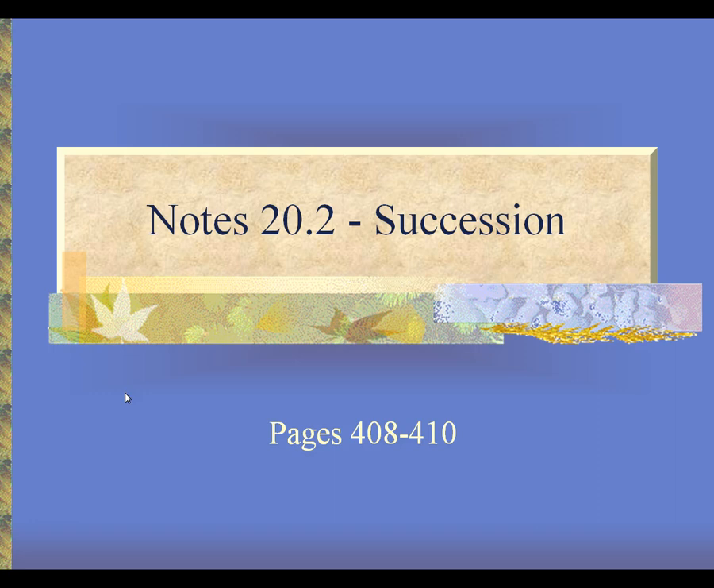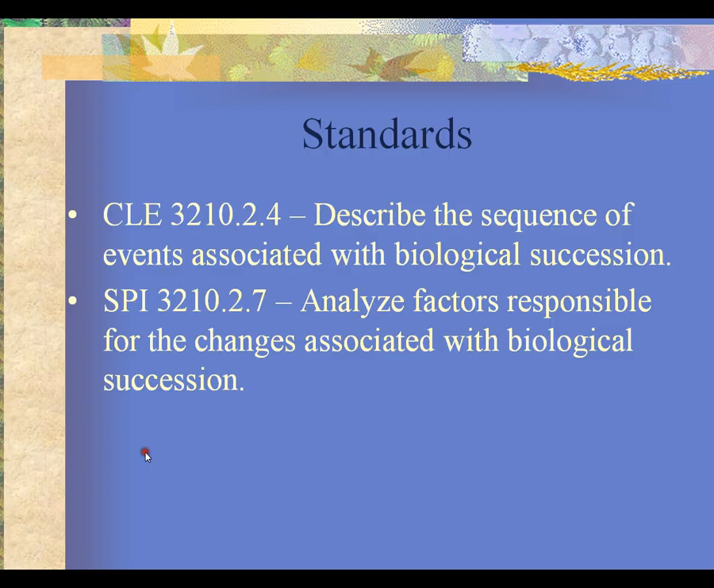Very, very quickly we'll go through succession. This is a fairly easy concept. It's from chapter 20. However, I have seen lots of questions about biological succession on example EOC questions. So these are the two things that you'll need to be able to do. Describe the sequence of events and analyze factors responsible for the changes associated with biological succession.